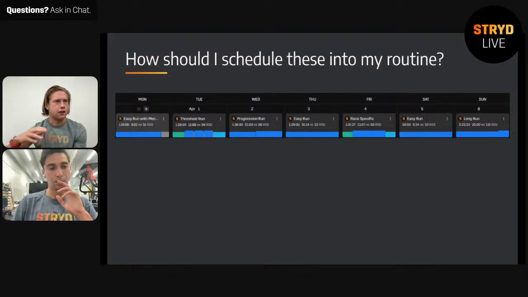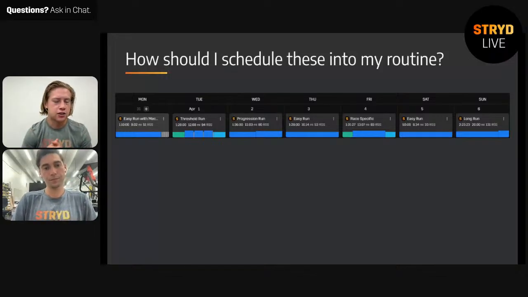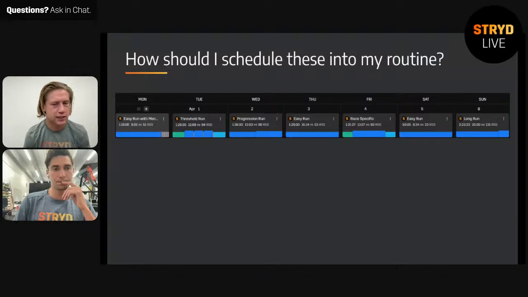So now I have the question, how should I start to schedule these in my routine? I know I want to improve this. I know what drills and exercises I need to implement. So here's a week of training I built a few weeks ago where I have easier runs on Monday, Thursday, Saturday, workout days on Tuesday, Wednesday, Friday, with the long run on Sunday here. I wanted your perspective, KO, on what days I should be adding these exercises in, and basically how to start updating my routine with this new information.